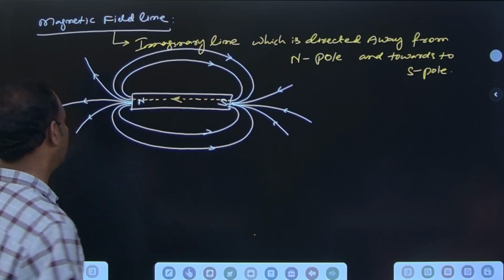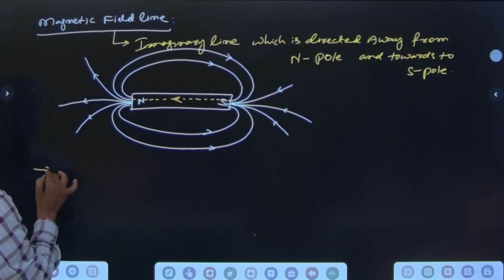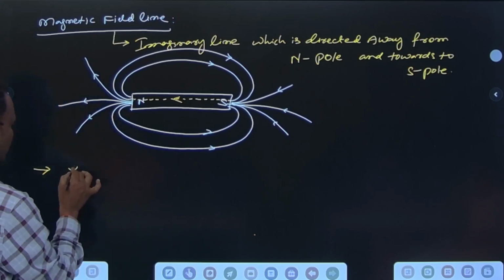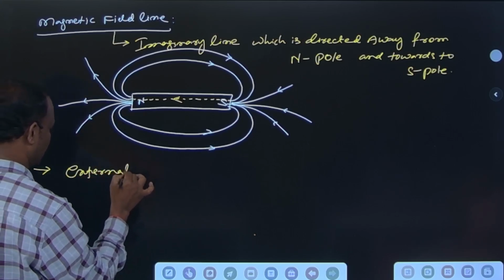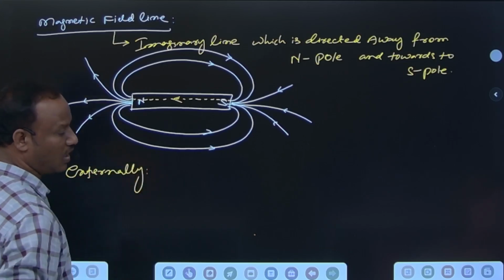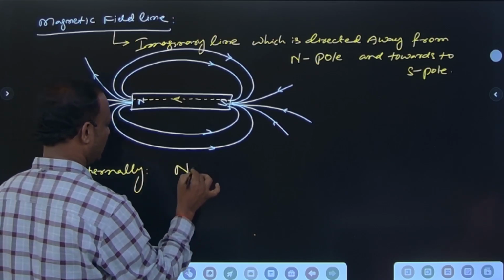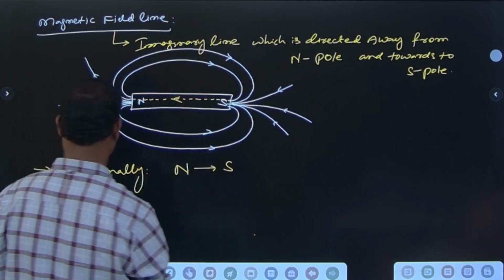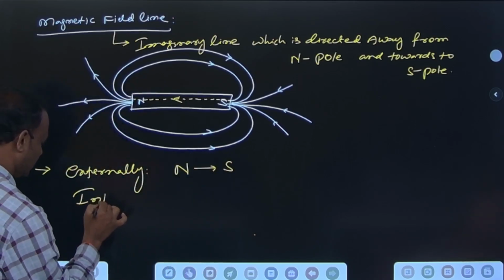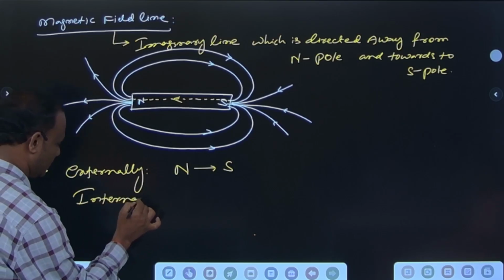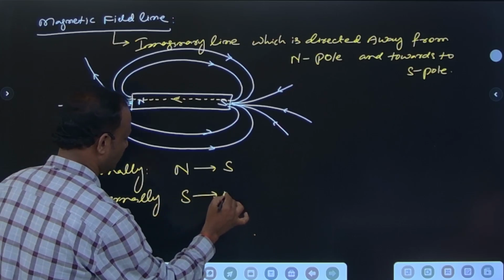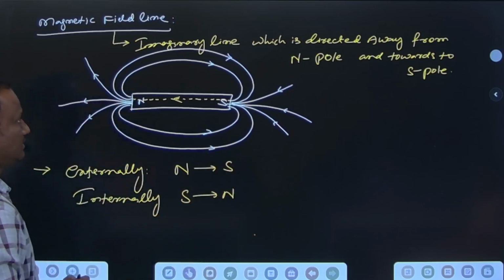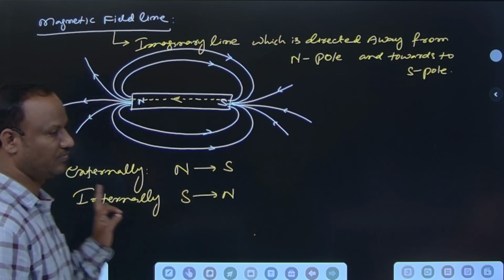Next, what is the direction of the magnetic line of force? Externally, from outside, it goes from north to south. Internally, it goes from the south pole to the north pole. This is the magnetic field line.